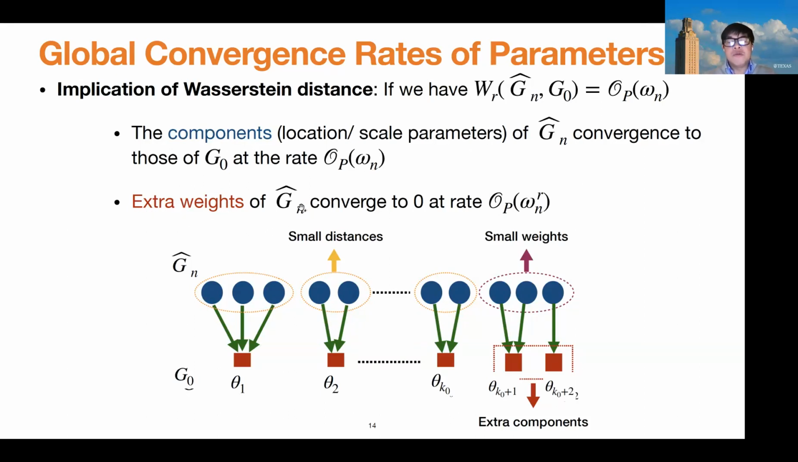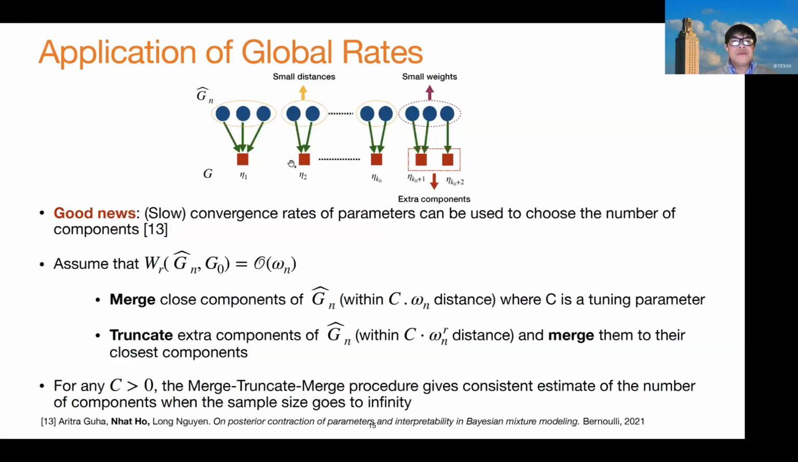And then we also have the extra weights of the estimators converging to zero at the rate omega n to the R, right? So let's say we have a Dirichlet process mixture model and we use the second order Wasserstein metric. That means the extra components in the Dirichlet process mixture model converge to zero at the rate 1 divided by log n. It means that we need an exponential number of data points in order to estimate these extra components. So if we have a Dirichlet process mixture model, then the implication for the parameters and the mixing weights is that the rates are on the order of 1 divided by log n, up to some order. So it basically means that it is very slow.